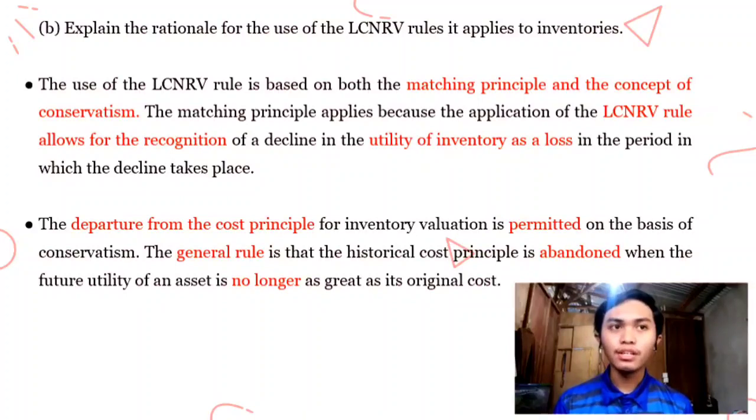The second is that the departure from the cost principle for inventory valuation is permitted on the basis of conservatism. The general rule is that the historical cost principle is abandoned when the future utility of an asset is no longer as great as its original cost.